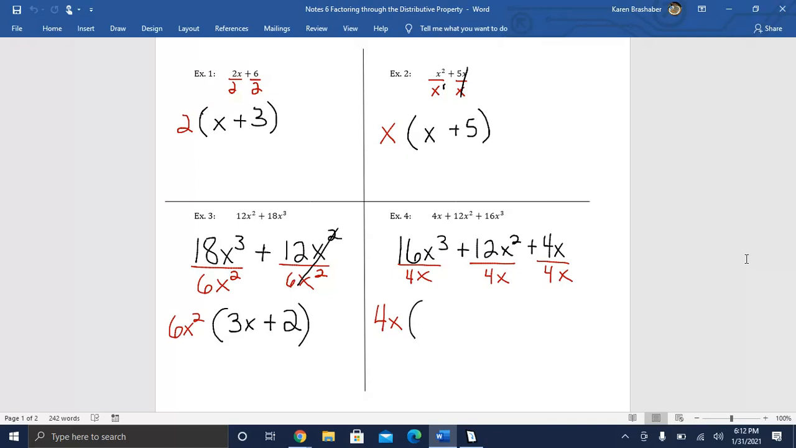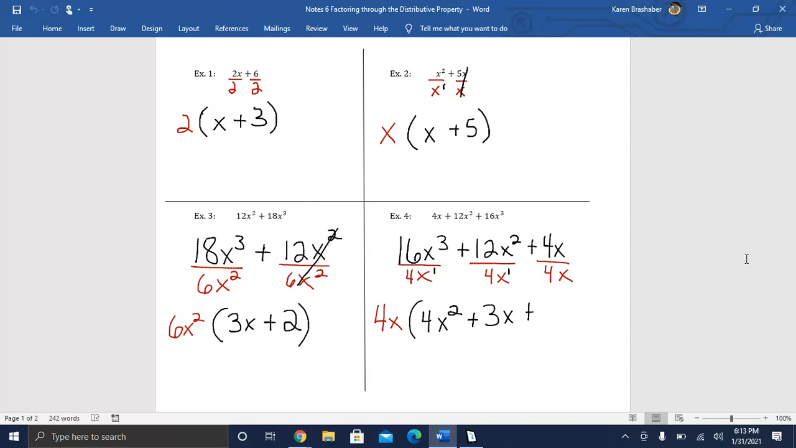16 divided by 4 is a 4. I have my x's, subtracting my exponents. 3 minus 1 will give me a 2 as an exponent. Plus, I have 12 divided by 4. That is a 3. My exponent, x's, 2 minus 1 will give me x to the first. Plus, and then 4 divides by 4.